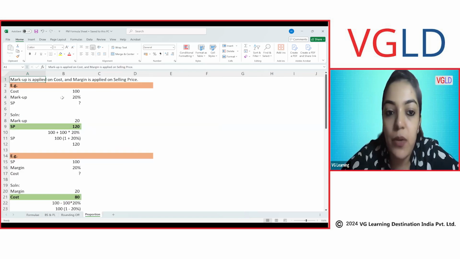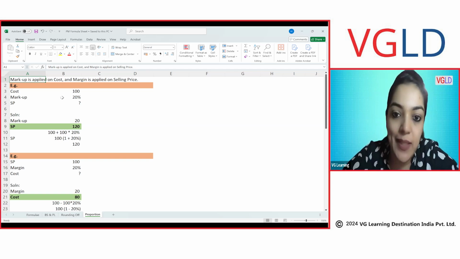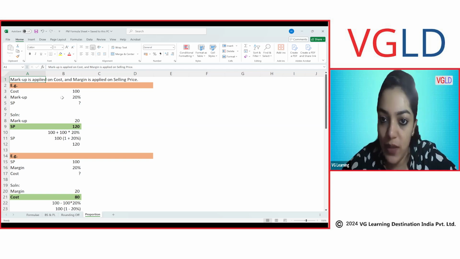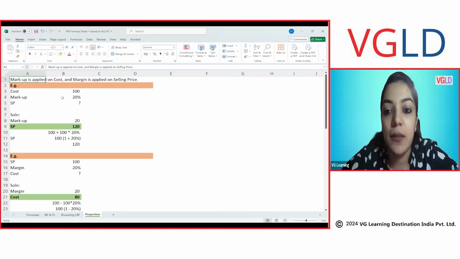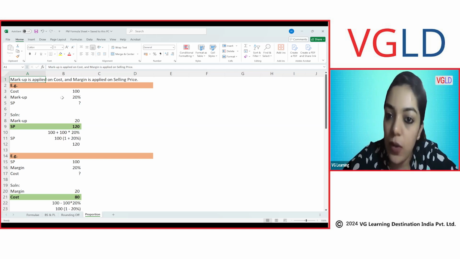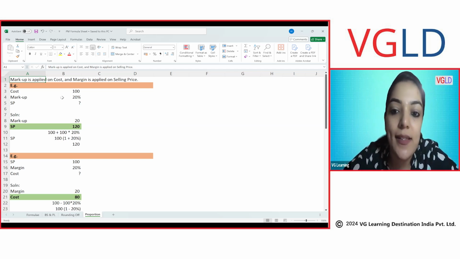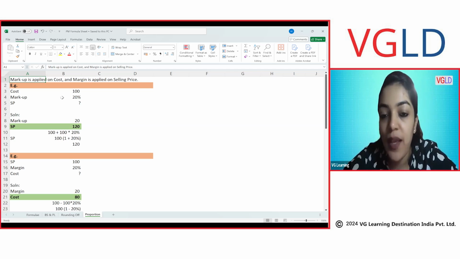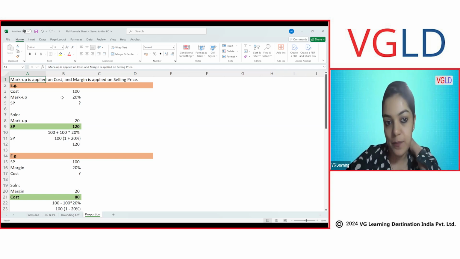So now two concepts to understand here: markup and margin. Both of them denote profit. It's just that, principally, markup percentage is applied on cost and margin percentage is applied on selling price. Markup is applied on cost and margin is applied on selling price.